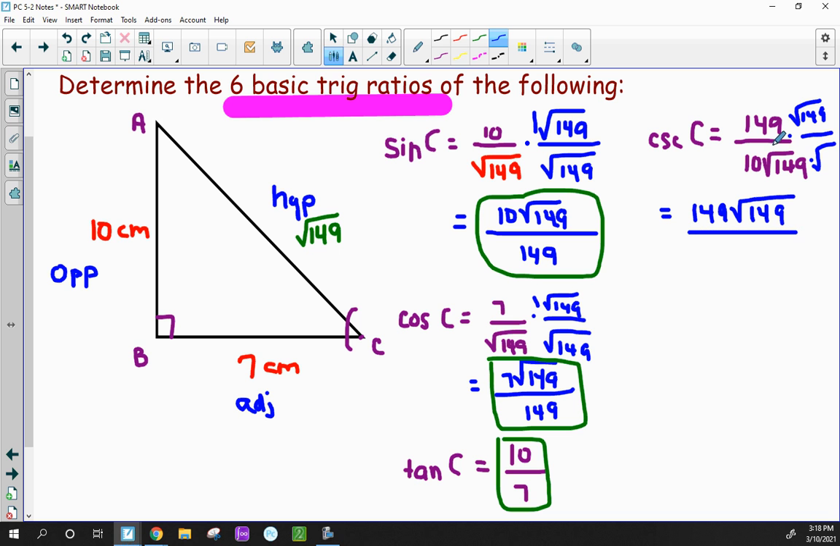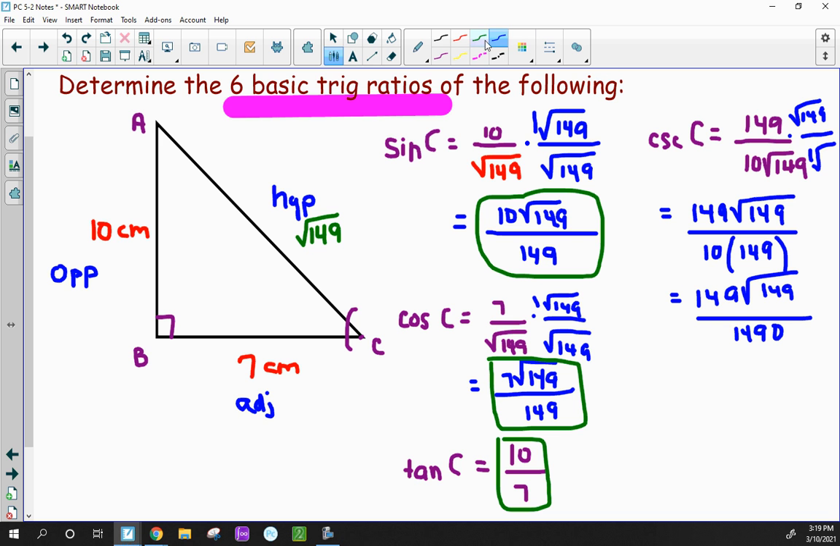And then go to the denominator. 10 times 1 is 10. And then you have radical times itself. That's going to be 149. But because there's a 10 in front of it, you have to remember that's multiplication, and you're going to have to keep going. So in this case, you're going to multiply 10 times 149. That's going to be 1490.